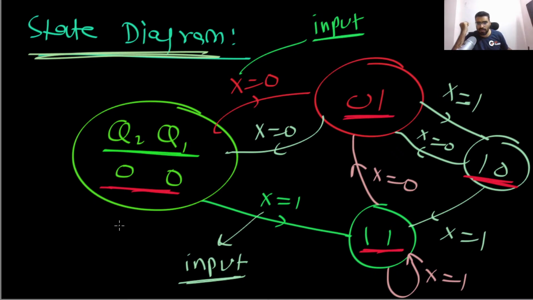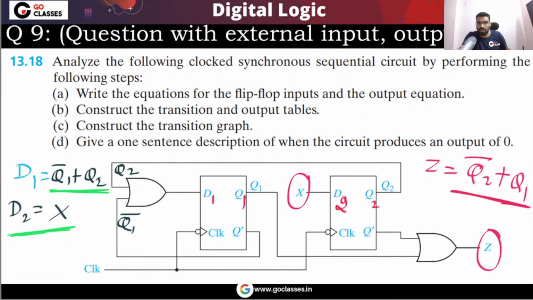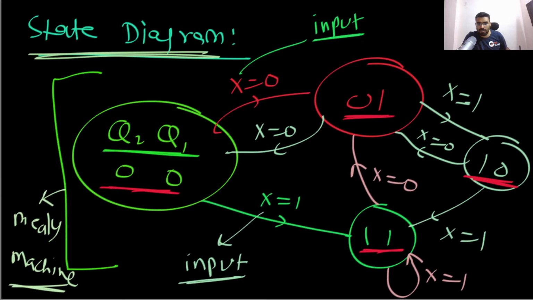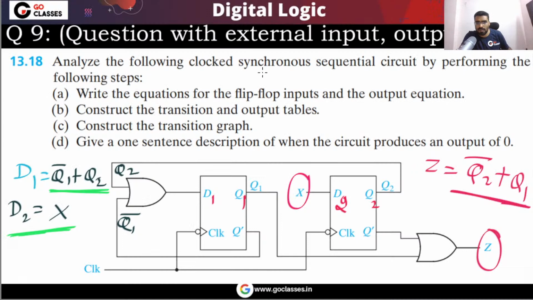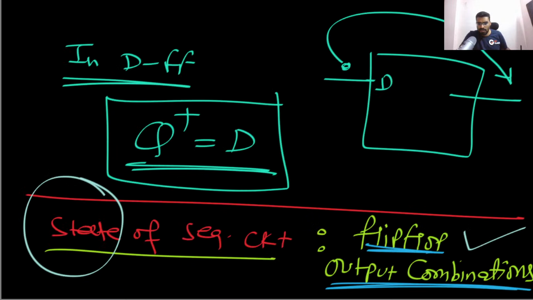This state diagram, is this a Mealy machine or a Moore machine? This is a Mealy machine, correct? They can ask you this question, is this a Mealy machine or a Moore machine? So remember, this particular circuit is a Mealy machine. Is this clear? Are all the points clear?